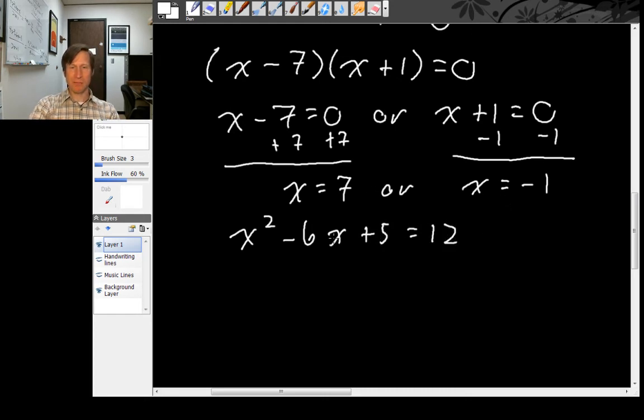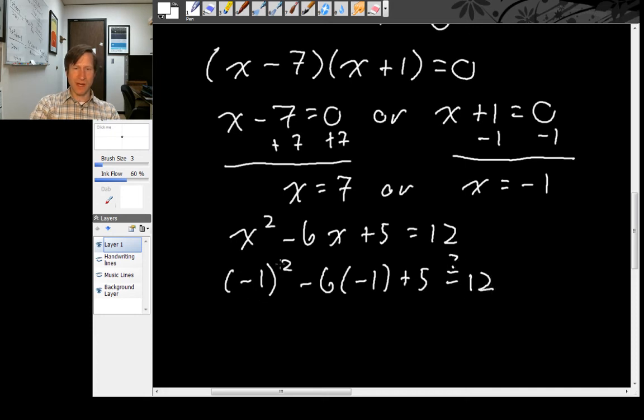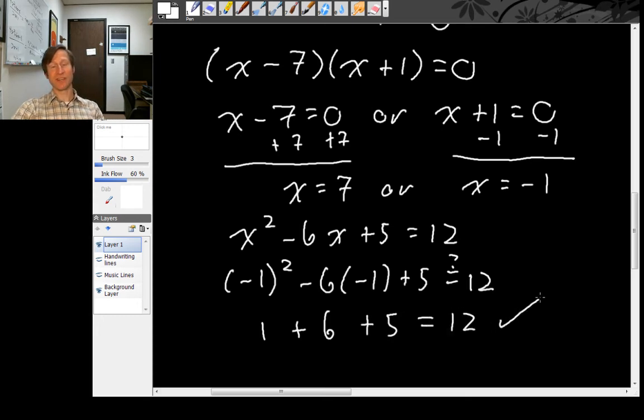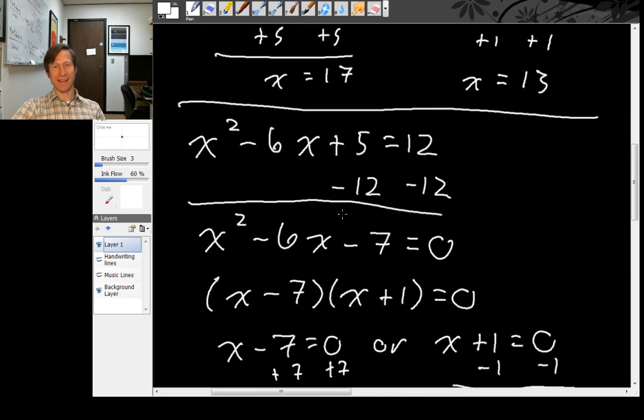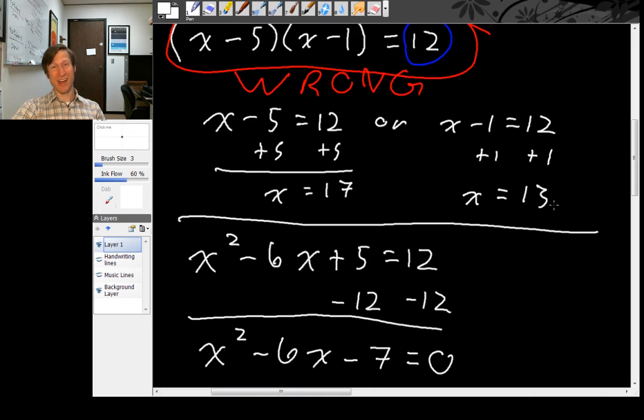We can check either of these. Let's check the minus 1. I'll let you check the 7. If we check minus 1, just to make sure it works: minus 1 squared minus 6 times minus 1 plus 5, is that equal to 12? Minus 1 squared is 1, minus 6 times minus 1 is plus 6, plus 5. Is that equal to 12? Yes. So negative 1 is actually a solution. And if you check, you'll find that 7 is a solution, and that means that 13 and 17 aren't solutions.